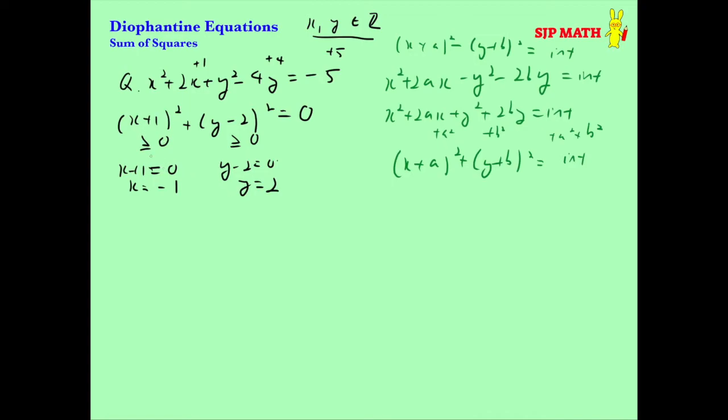So yeah, remember this common technique: if a sum of squares is equal to 0, then each square must be 0.